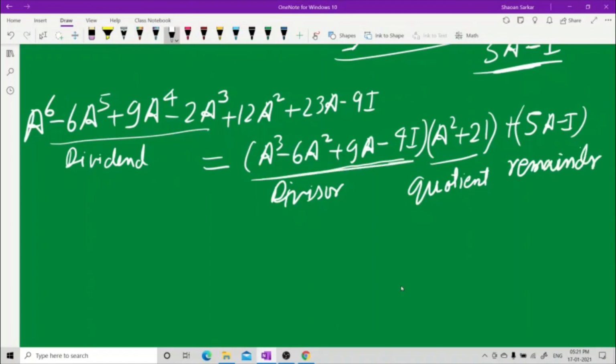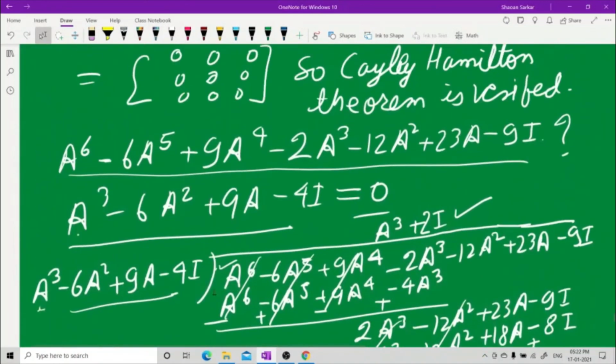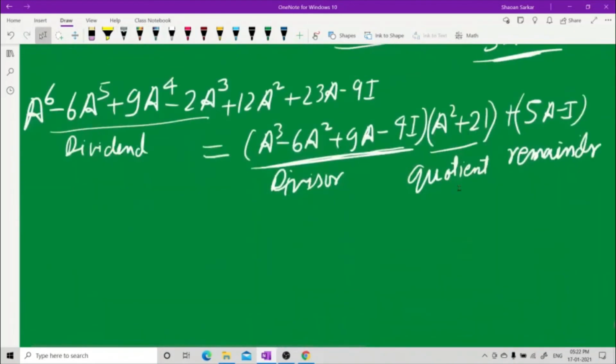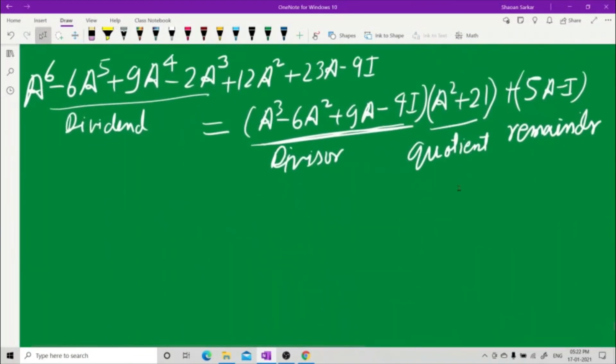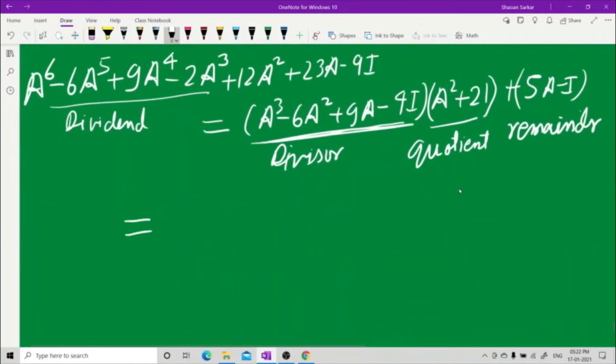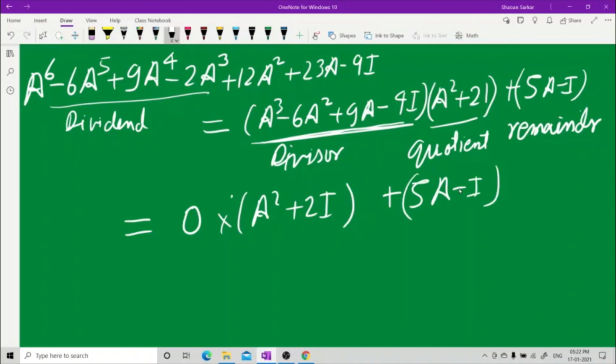Now, this quantity is always 0. Why? You are seeing this here. We just proved it also. This whole quantity is 0. So what I'll do is write this as 0 into A^2 plus 2I plus 5A minus I. Very simple now. So what am I left with? 5A minus I.